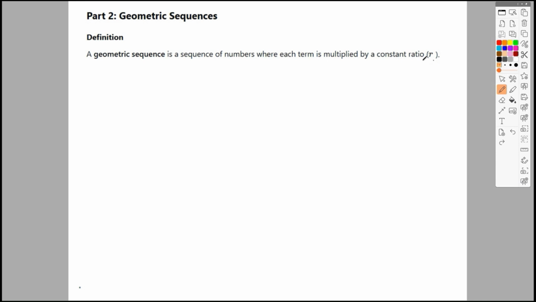For example, if I have a sequence that starts with 2, then 4, 8, 16, and so on. From 2 to 4, we multiply by 2. From 4 to 8, we multiply by 2. 8 to 16, multiply by 2, and so on. So this sequence is a geometric sequence because each term is multiplied by a constant ratio r, and in this situation it is 2.